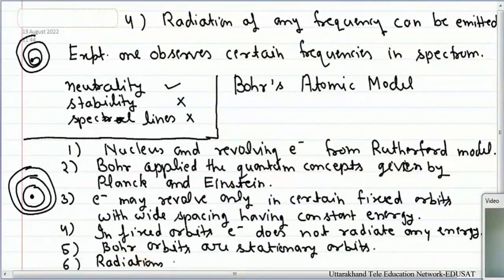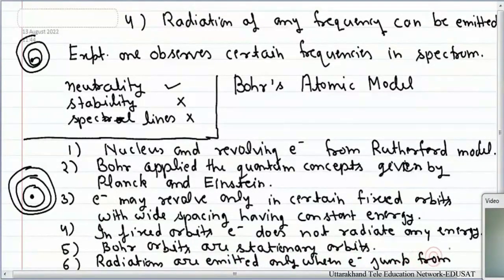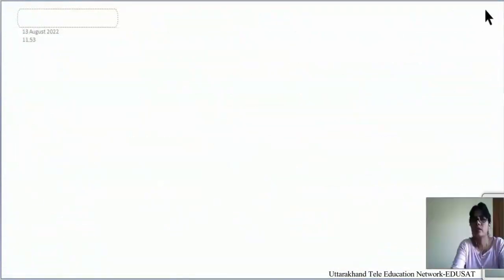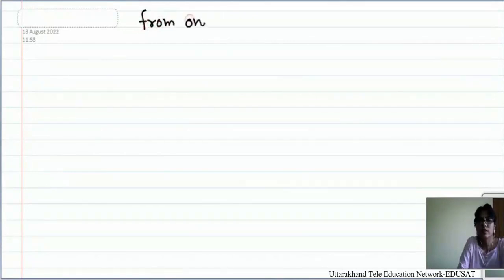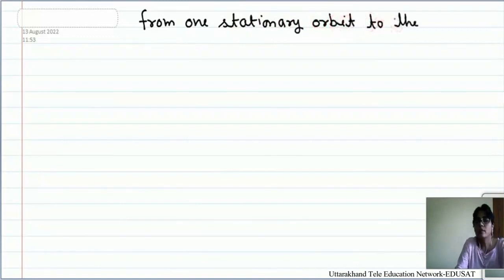And then the next point of the Bohr atomic model is that radiations are emitted only when electrons jump from one stationary orbit to the next stationary orbit.